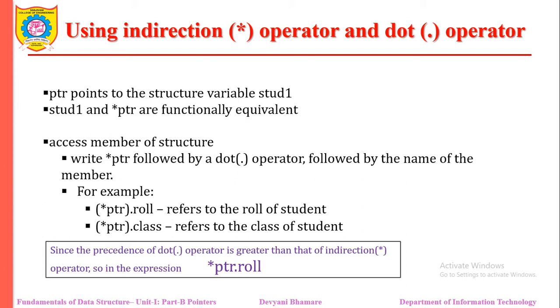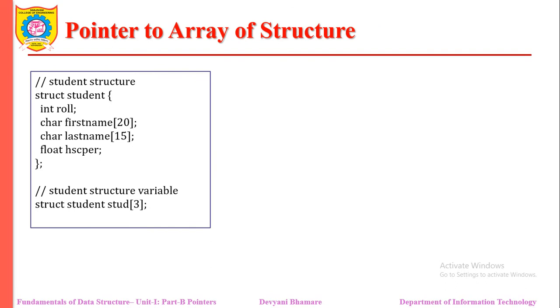The same logic we are using for pointers to an array of structures. So what is happening here? We have been given that three array elements have been created for this particular student.